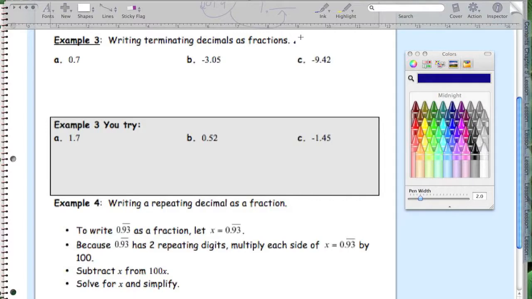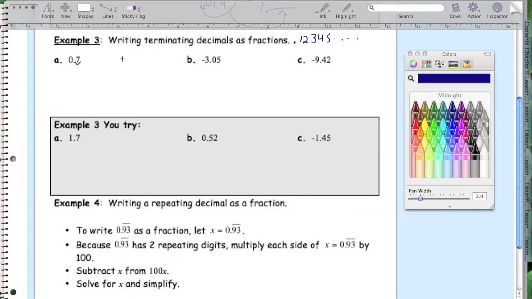So first things first, if I have 0.12345, this is my tenths place, the 1. 2 is my hundredths, 3 is my thousandths, 4 is my 10,000ths, 5 is my 100,000ths, and it goes on and on and on forever. But that's what we're going to focus on.